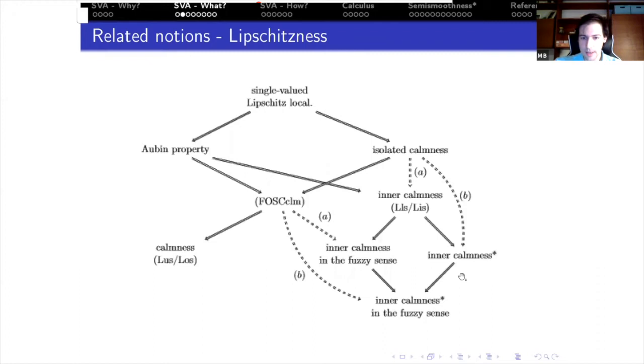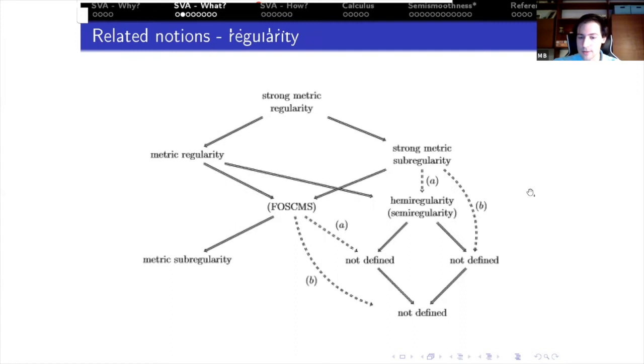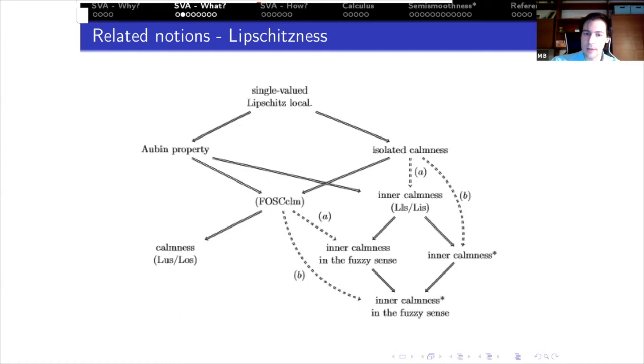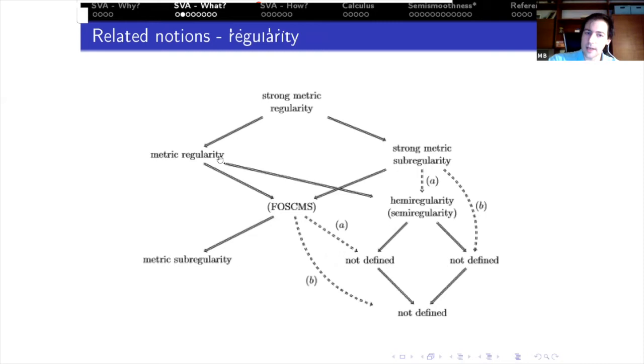So these are just to give you an idea, there are plenty of notions and all kinds of relations among them. And this is in the language of Lipschitzness, just as well, everything works. It has its counterpart in the regularity world, right? So if a mapping has this property, then the inverse mapping has this property, and everything is in its place, right? So here we had calmness, and calmness is the inverse equivalent of metric subregularity, right?